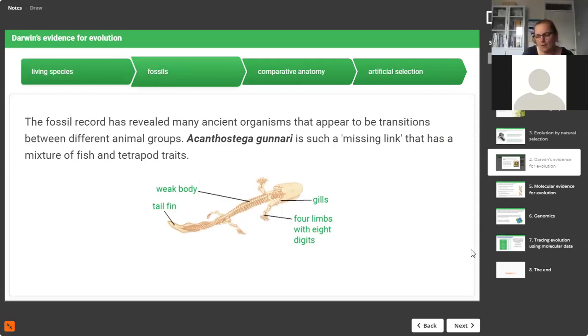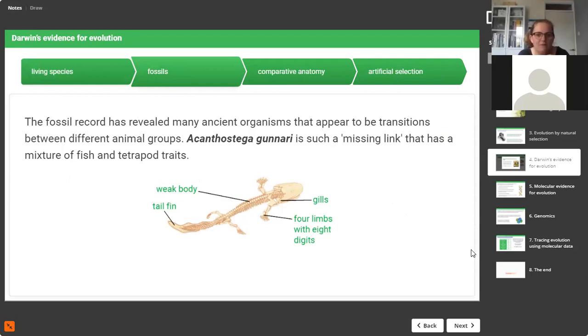So for example, if we think back, obviously we have this idea that all life sort of began in water, and then we had animals on land. Well, how did animals go from water to land and things like that?